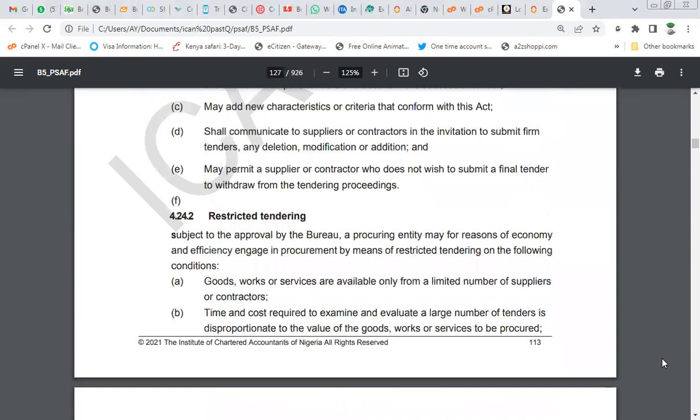Restricted tendering. Now, subject to the approval of the Bureau, a procuring entity may, for reasons of economy and efficiency, engage in procurement by means of restricted tendering in the following conditions. Thus, you can decide not to do an open competitive bidding and restrict the number of contractors you want to bid. A, goods or works or services are available only from a limited number of suppliers or contractors. B, time and cost required to examine and evaluate a large number of tenders is disproportionate to the value of the goods, works, or service to be procured. So that's just it. You list other items that you find in the list.